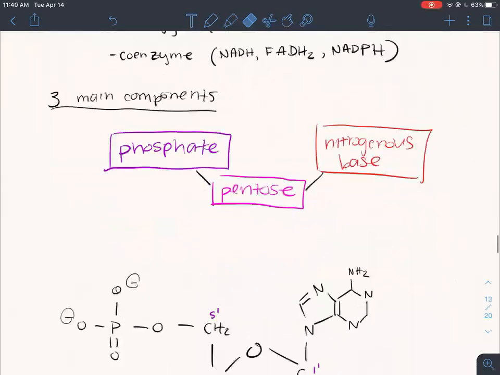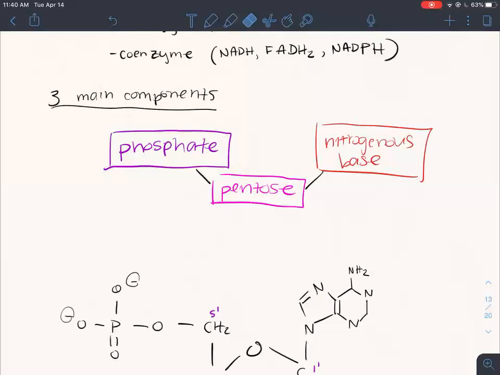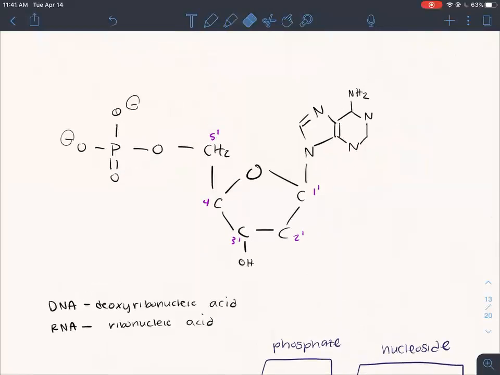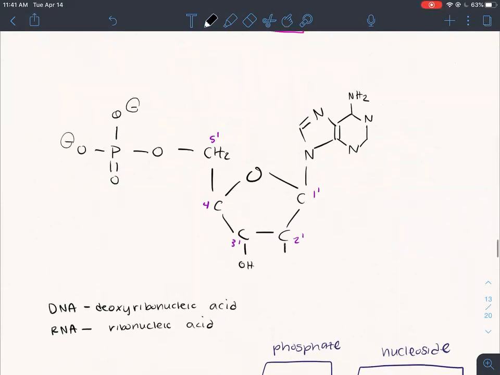So nucleotides have three main components. You have the pentose sugar, you have the nitrogenous base, and you have the phosphate group. And I drew the Lewis structure right here, just so you can see it better. So the main difference between DNA and RNA is, if you can see, I've labeled the carbons, 1', 2', 3', 4', 5', that in DNA, deoxyribonucleic acid, there is no hydroxyl group on your 2' carbon. But in RNA, there is. So if I just drew a hydroxyl group here, that would make this an RNA monomer.